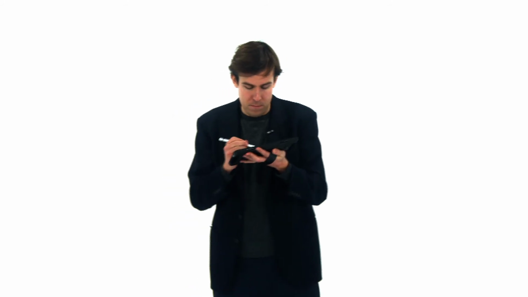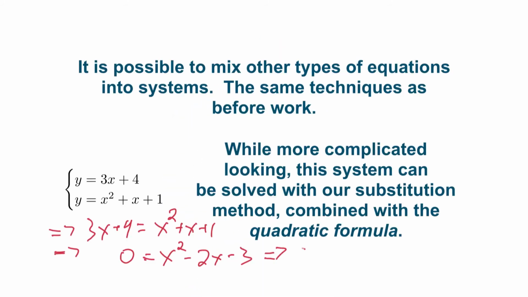Given any quadratic, I can always use the quadratic formula. In this case, I think it's actually even simpler. This factors nicely as x minus 3 and x plus 1, so that x is equal to minus 1 and 3.